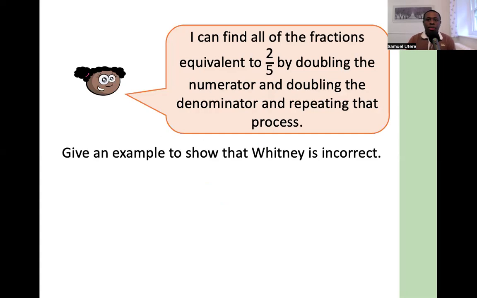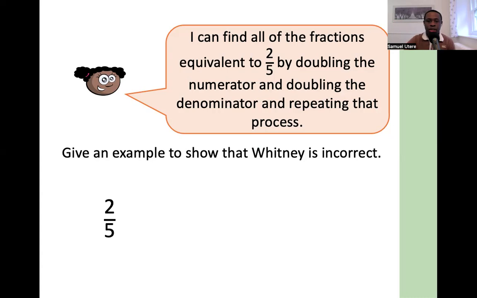Here, Whitney says she can find all the fractions equivalent to 2/5 by doubling the numerator and doubling the denominator and repeating that process. How can we show that Whitney is wrong? Well, remember, there is not only one integer that we can use to create other equivalent fractions. There are so many integers. If we think about our number system, we have an infinite number of possibilities.